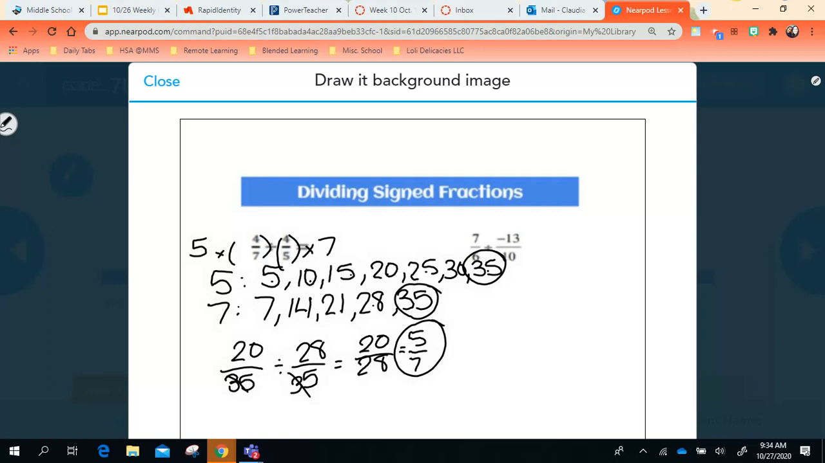No se preocupen por el primero. Don't do the first one on your screen. Hagan solamente el segundo. Ya el primero lo hicimos juntos. El segundo es el que van a hacer ustedes. You're only doing the second one.